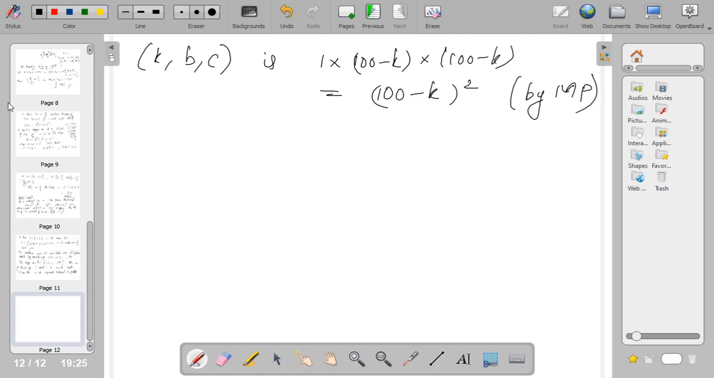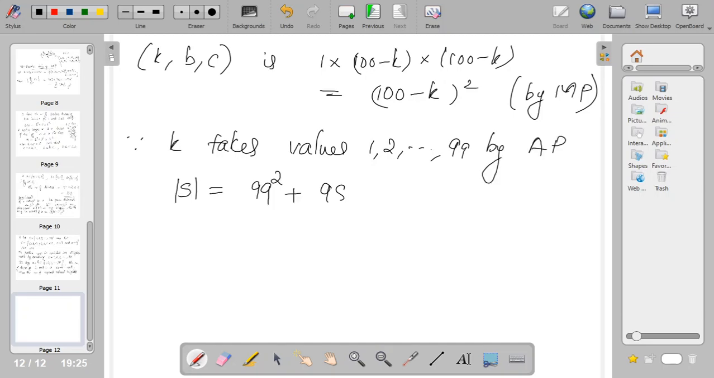Now we will use the addition principle. So since k takes values 1 to 99, by the addition principle the cardinality of S will be, so when it takes 1 you will have 99 square, then 98 square plus 97 square plus etc., 2 square plus 1 square. So that is the required number of values.